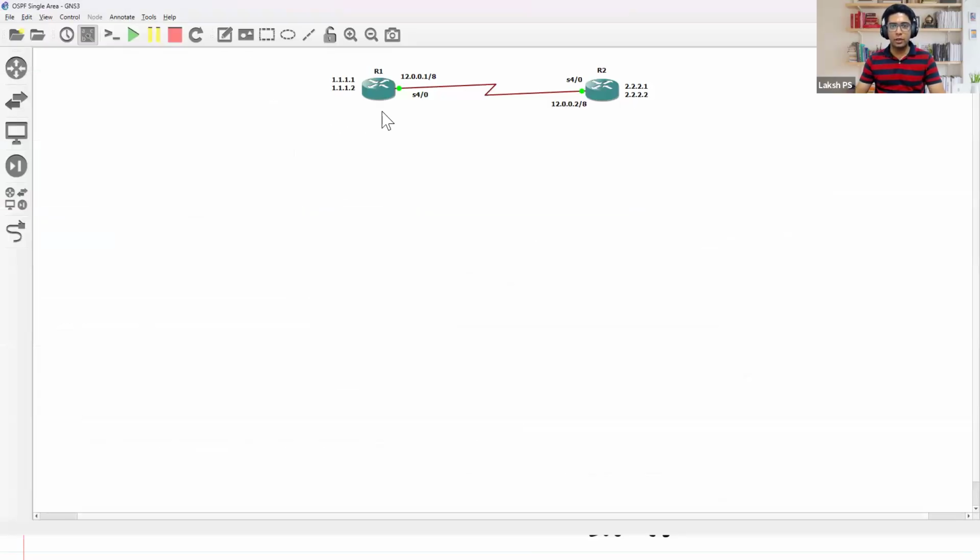So here we have two routers, R1 and R2. The IP address on R1's interface is 12.0.0.1 and R2's interface is 12.0.0.2. We will create two loopback addresses on each: 1.1.1.1 and 1.1.1.2 on R1, and 2.2.2.1 and 2.2.2.2 on R2. This is the basic simple topology.